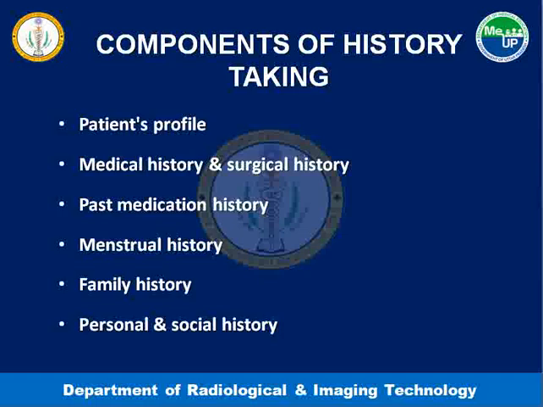What are the components of history taking? The first component of history taking is the patient's profile. Second is medical history and surgical history. Third is past medication history. Fourth is menstrual history. Fifth is family history. Sixth is personal and social history.